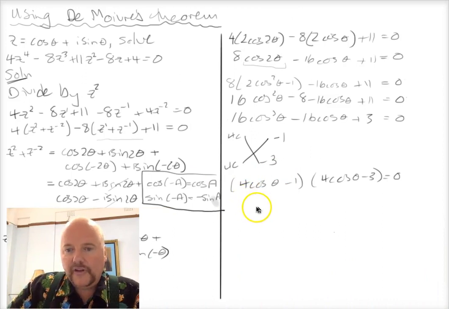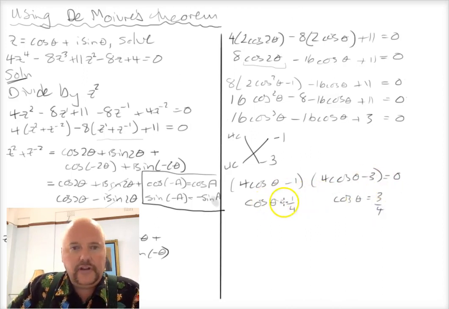Now I'm just going to write down for what values this holds true, what the solutions to this are. So we get cos theta equals a quarter, and we get cos theta equals 3/4. Now this is really good because I've actually got what cos theta is as a solution to what I'm trying to find. So I've got this little part here. I need to get an expression for sine theta.